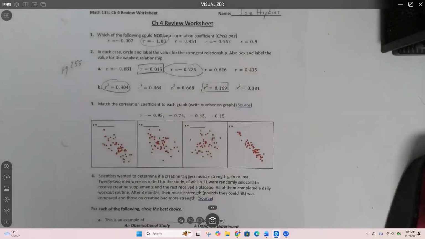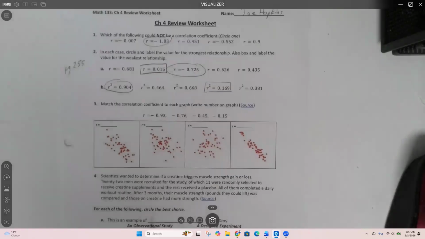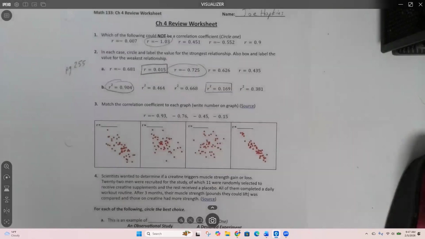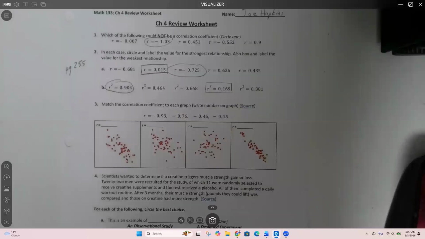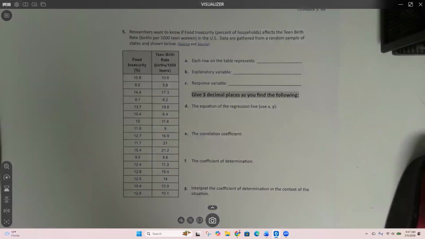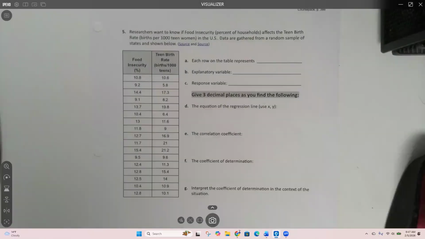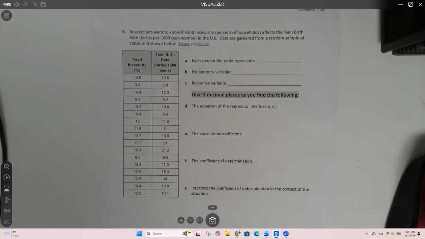I'm going to skip past some of this, and I want to jump to page 366, and look at number 5. A researcher wants to know if food insecurity, which is the percent of households that don't have enough food, affects the teen birth rate, which is births per 1,000 teen women in the U.S. Data are gathered from a random sample of states and shown below.